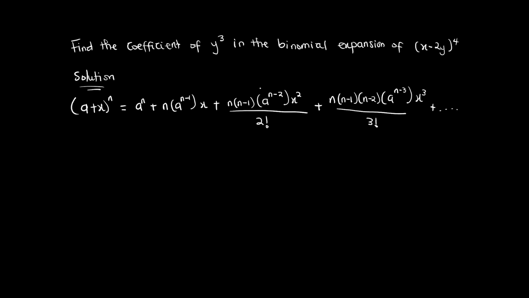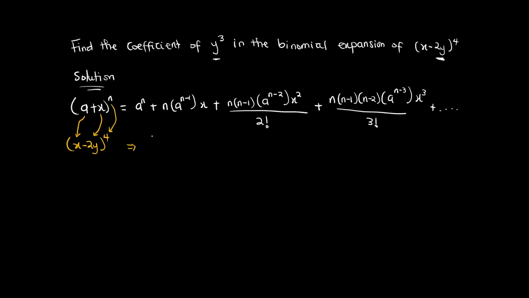Okay, now in this case we have to find y cube, so it means y cube, and the y is the second term over here. Okay, so once we have x raised to the power cube, it's okay for us. Now let me use a different color so that we can appreciate. The question is actually x minus 2y raised to the power 4. So in this case, our a is x, our x is negative 2y, and our n is 4.